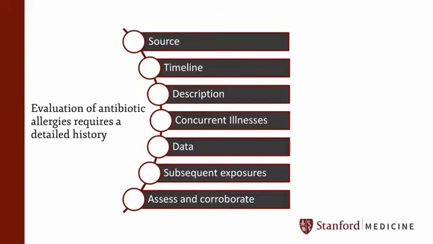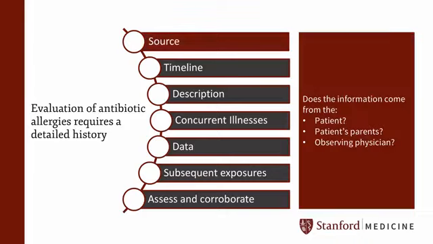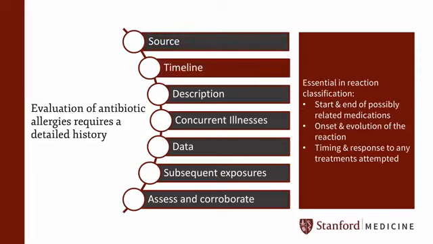Evaluation of antibiotic allergies and drug allergies in general requires a detailed history. If assessing current risk based on a prior reaction, these following elements should be elicited. Knowing the source of information, whether the patient's parents, or a physician who observed the reaction, is important. Next, a timeline is essential in reaction classification, including start and end of possibly related medications, onset and evolution of the reaction, and timing in response to any treatments attempted.